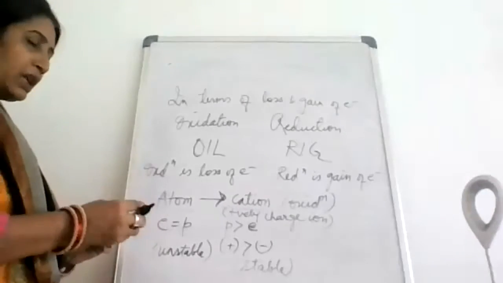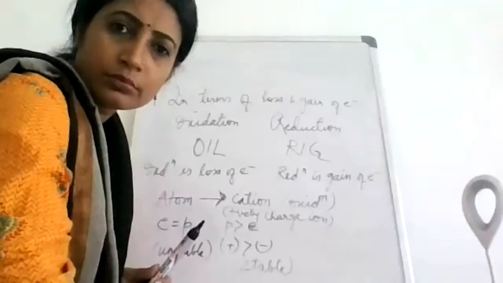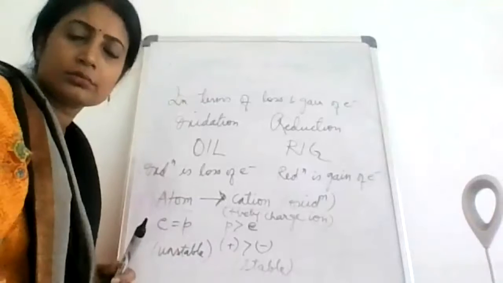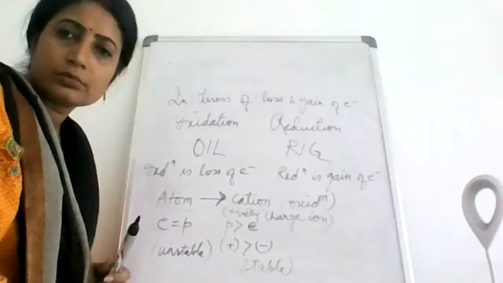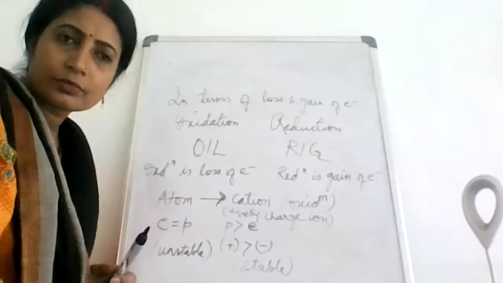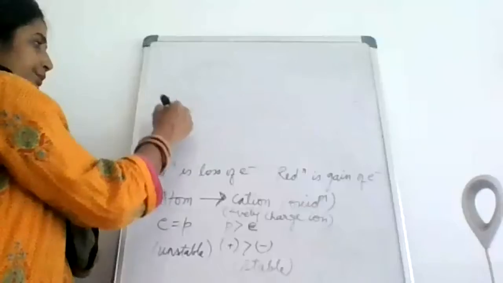देखो अब मैं एग्जांपल लेके आपको बता रही हूँ. ऑक्सीडेशन क्या है ये आप समझ गए हो? Yes, ma'am. What is the oxidation process? Losing of electrons. Now, I'm giving you one example. Sodium.